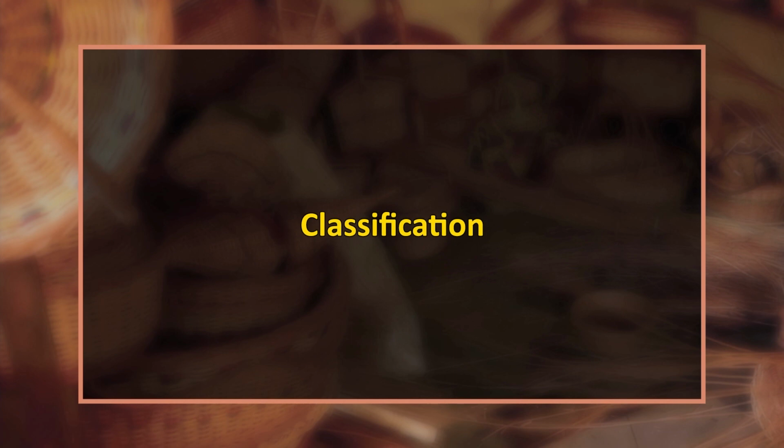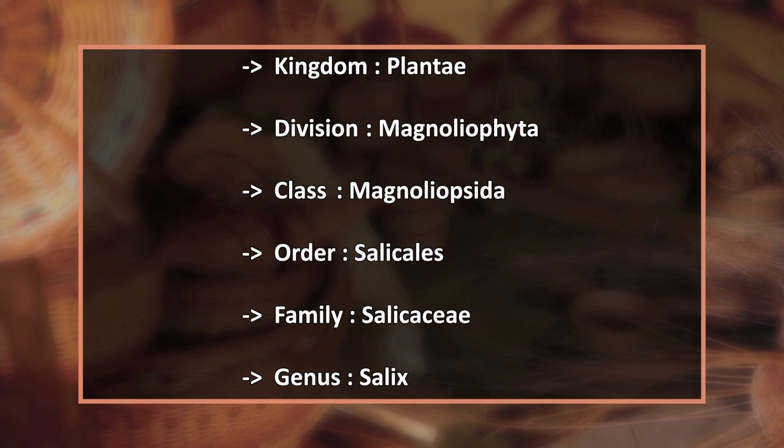Now let us discuss classification of Salix. It belongs to kingdom Plantae, division Magnoliophyta, class Magnoliopsida, order Salicales, family Salicaceae and genus Salix. Salix species are mostly trees or shrubs.